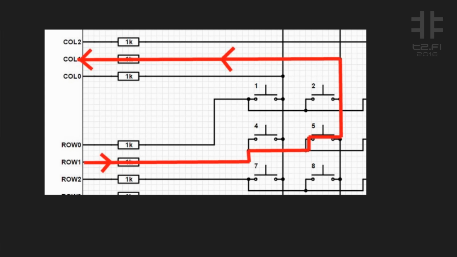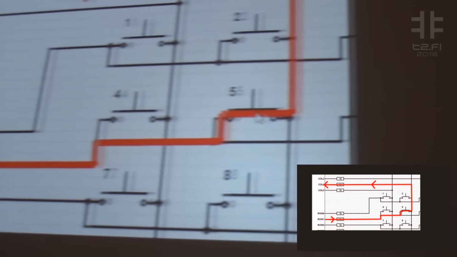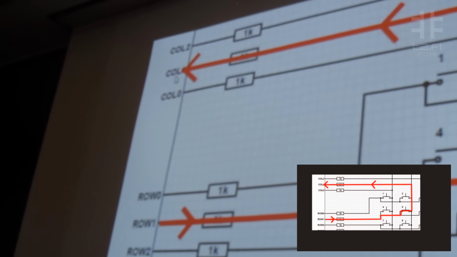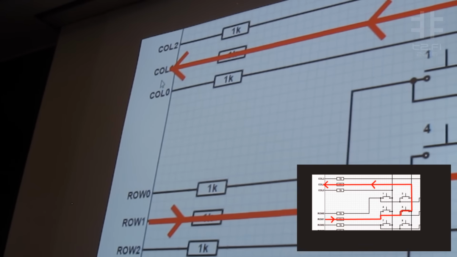So here is an example. If the chip outputs a one on row one and you press the number five, that means that the chip is going to be able to read a one on the column one input. And then it knows that you pressed the key.